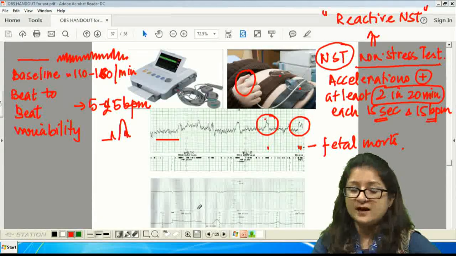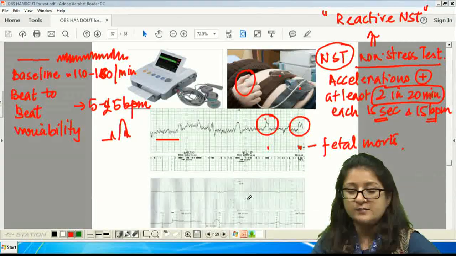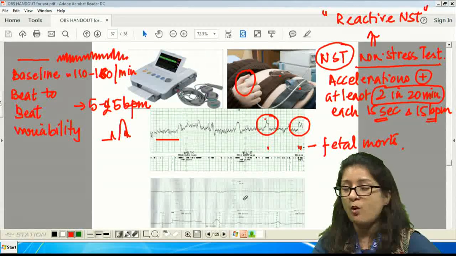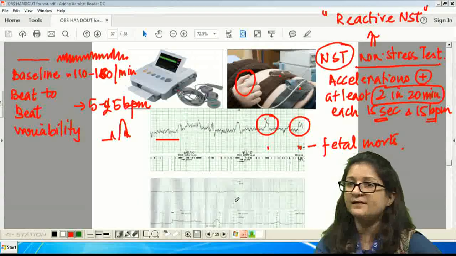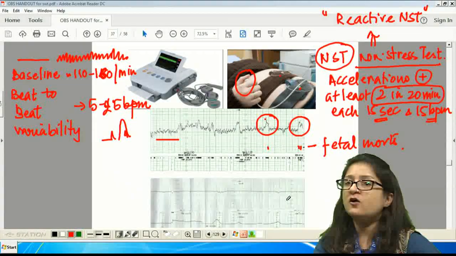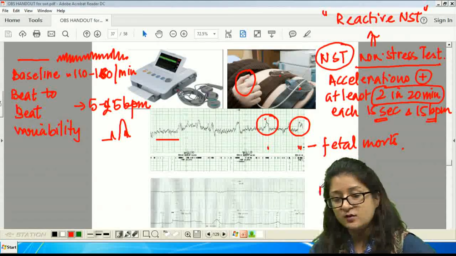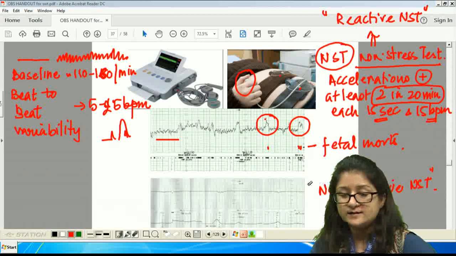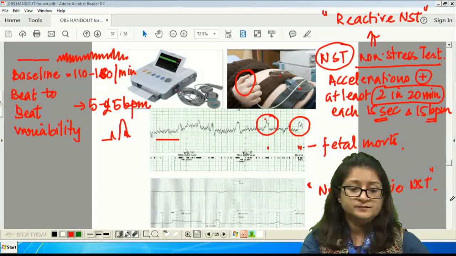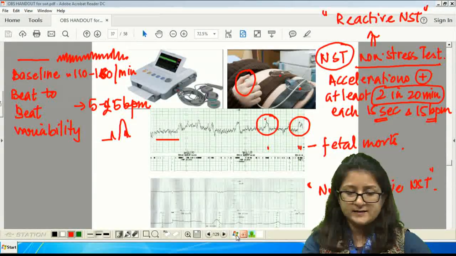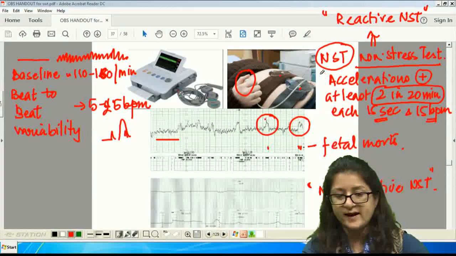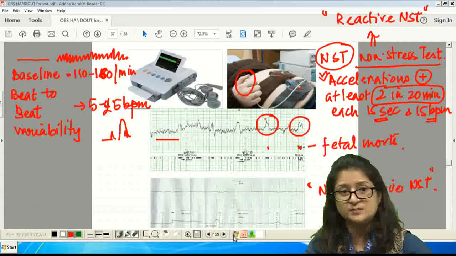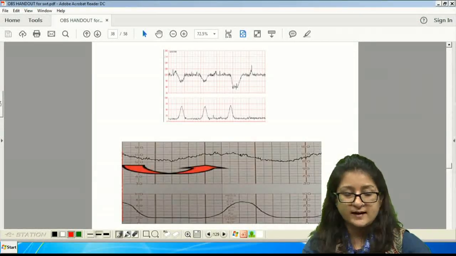Similarly, in the next graph, there is a completely flat variability. The variability is almost gone, there are no zigzag wavy lines, and no accelerations at all are seen. So this is a non-reactive NST. Okay, so this is about NST. Reactive NST means 2 accelerations in 20 minutes, each lasting 15 seconds, of more than 15 beats per minute.